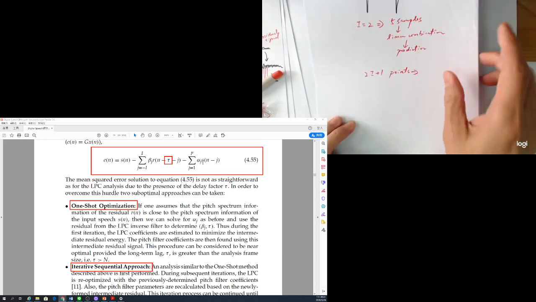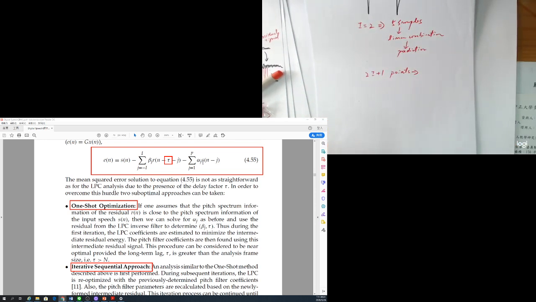Okay, so we start our second part of our lecture here. Right now, you can see the equation 4.55. So what does this mean? Because we have a trigger signal.